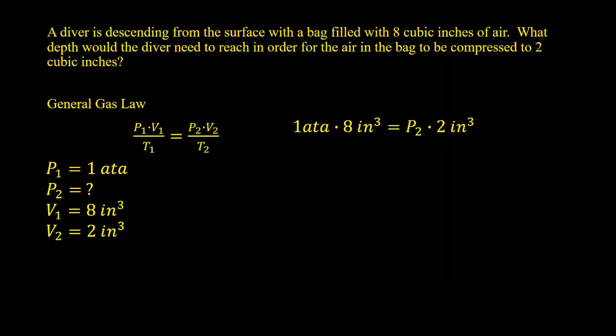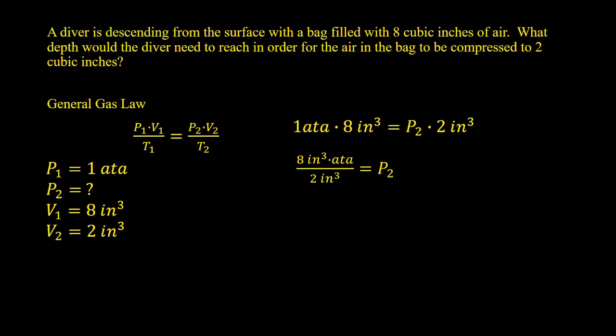So we match it up. On the left-hand side, I have surface values. On the right-hand side, I have it at depth. To get that pressure alone, which is what we want to do, the pressure at depth, I'm going to move the 2 cubic inches to the other side. To do that, I need to use division. So we'll divide the left-hand side by 2 cubic inches. That gives me 8 cubic inches times atmosphere over 2 cubic inches equals the pressure at depth.